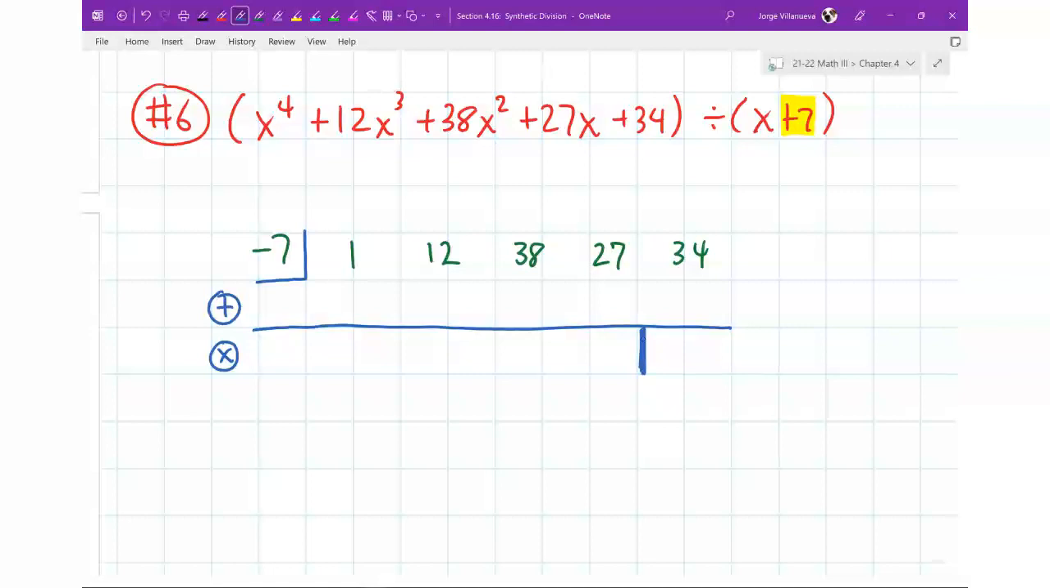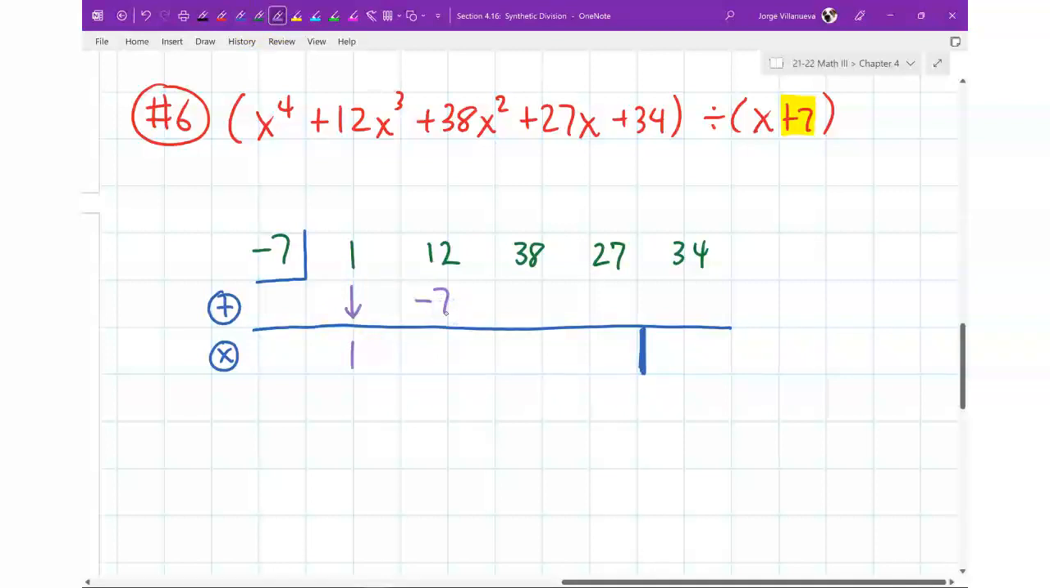So what's my first step? What do I do with the 1? Drop it, right? You drop it. So we're going to drop the 1. And then I multiply, right? Negative 7 times 1. That's negative 7.